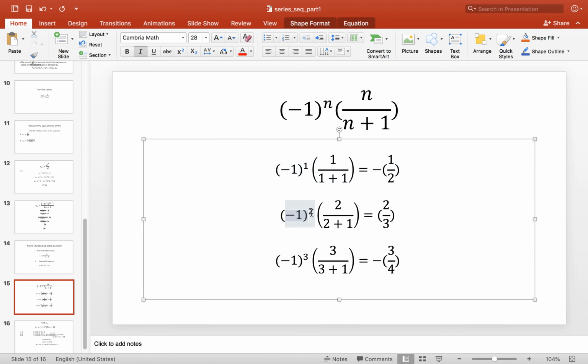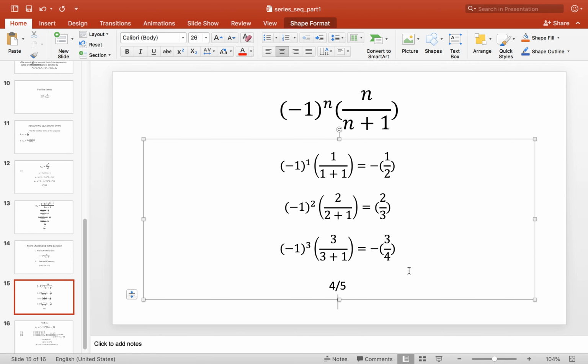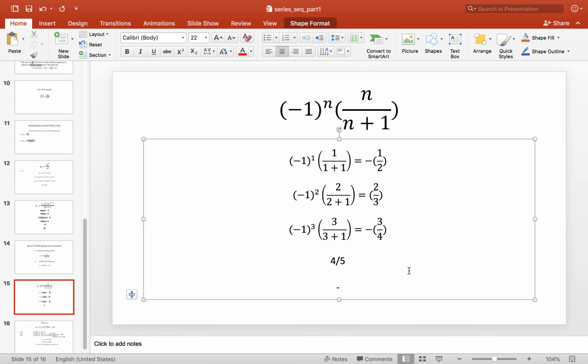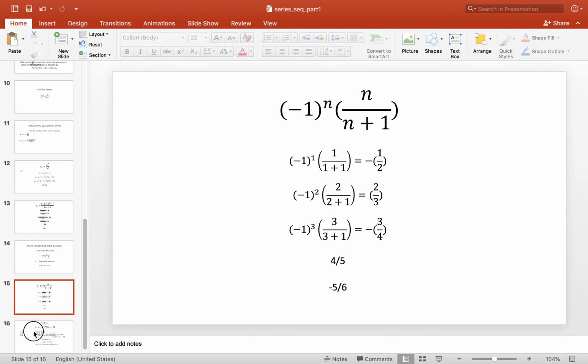Here, n is even, so it's positive. Again, n is 2. 2 plus 1, 3. 2 over 3. Here, n is odd. Again, that's why it's negative. And then n is 3. 3 plus 1, 4. 3 over 4. We can continue going. The pattern is obvious. So the next one is going to be positive, and n is 4, so it's going to be 4 over 5. Then the next one is going to be negative, and it's going to be 5 over 6. And then it goes on and on. Very simple.